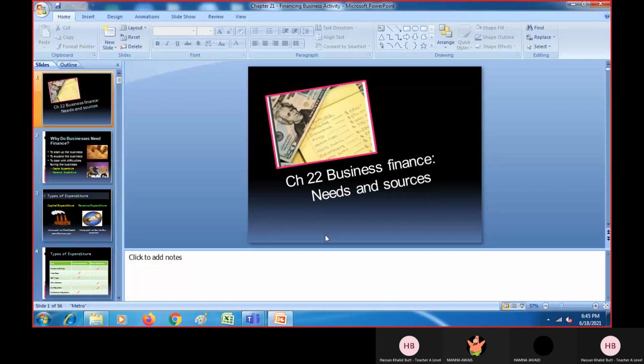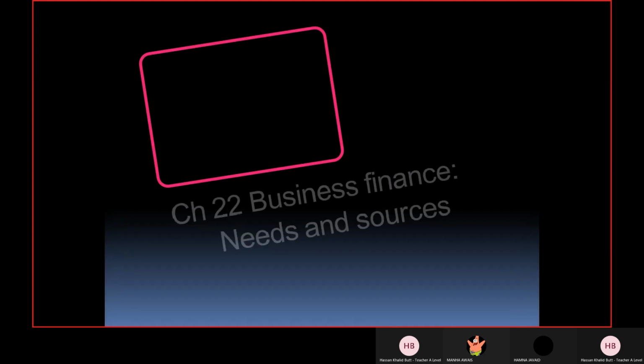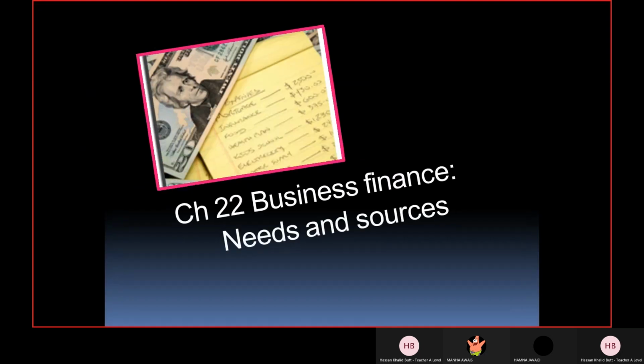All right. So chapter 22, business finance needs and sources. Right. Now, before we start the chapter, you need to know what business finance is. Anybody from Hamna, Zainab, and Manha? So, business finance is the money or the capital that the business has in order to start or run a business. All right. Good. Good. Anybody else?